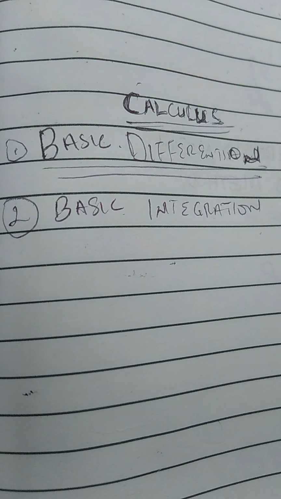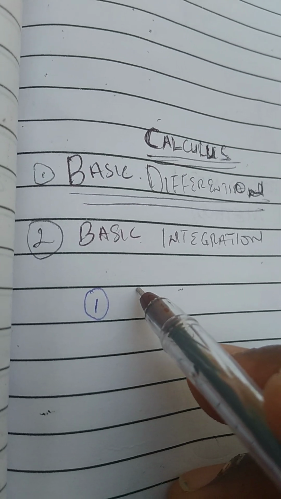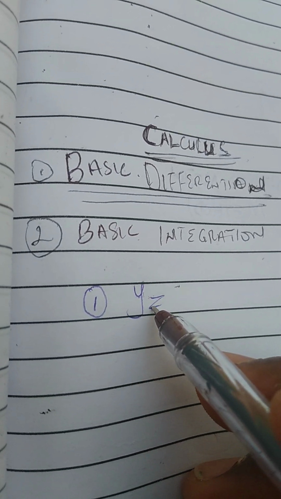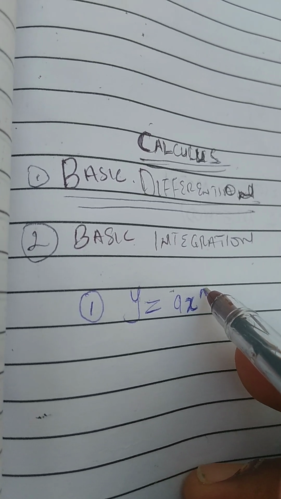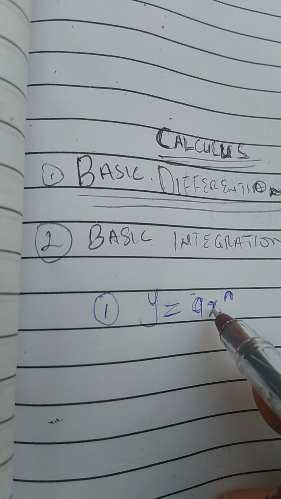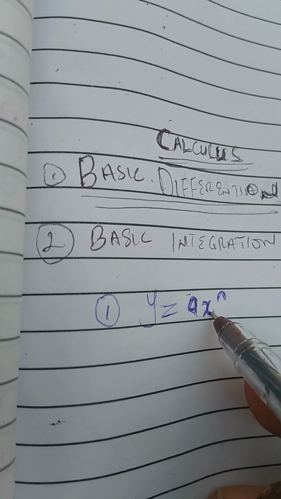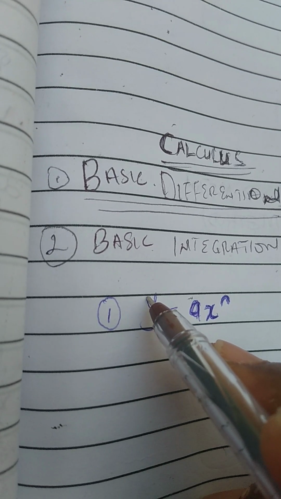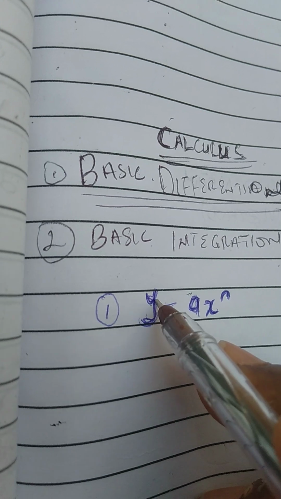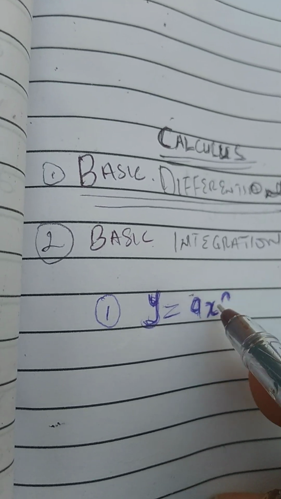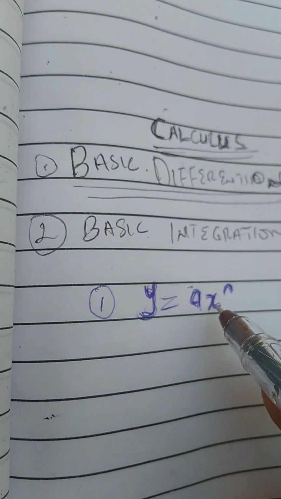So what are these two basics? The first one, which is a basic differentiation, assuming that you are given a function y equal to ax raised to power n, where a is the coefficient, x is a variable, and n is the power. y also is a variable, but y is called the dependent variable, while x is called the independent variable. So we want to find the rate of change of the quantity y with respect to x.